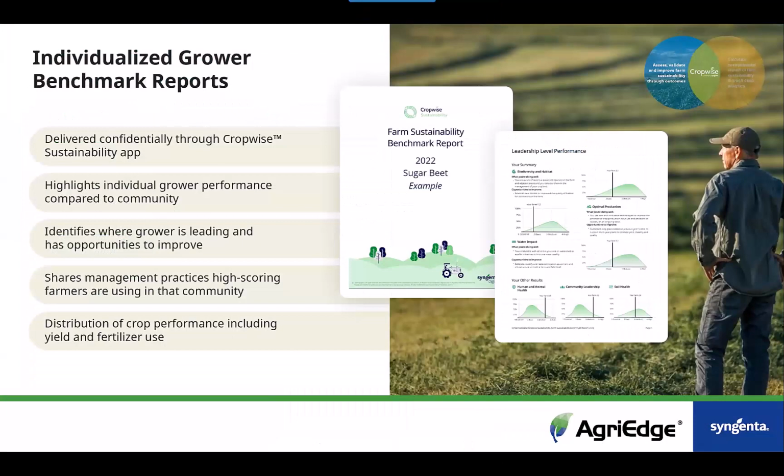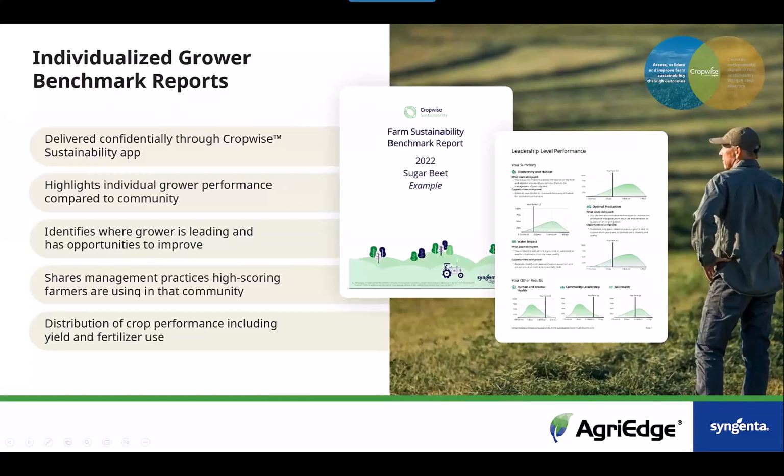I mentioned those reports. So when you do finish the assessment and after you've received the immediate grower feedback, you'll receive the benchmark report. So this is what those benchmark reports will look like. You can see where you have the optimal production, the summary, and of course, other results. So where it's comparing you to other growers in your community.